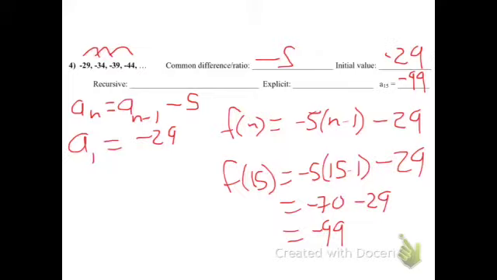Okay. Number 5, this has a different pattern. It's multiplied by 5 every time. And so this is a common ratio. Remember, you make a distinction between arithmetic and geometric sequences. My initial value is my starting point, which is 1. So for my recursive function, every term is equal to the previous term times 5.